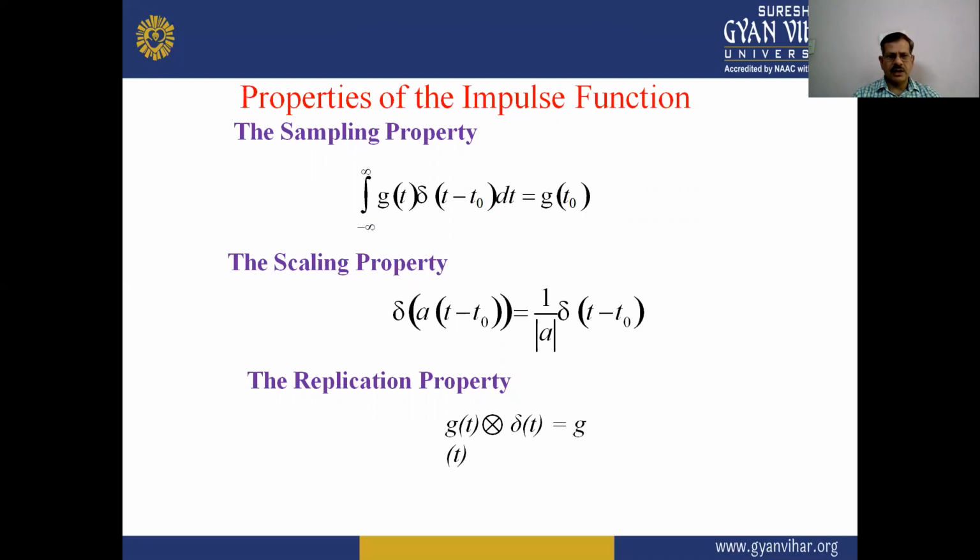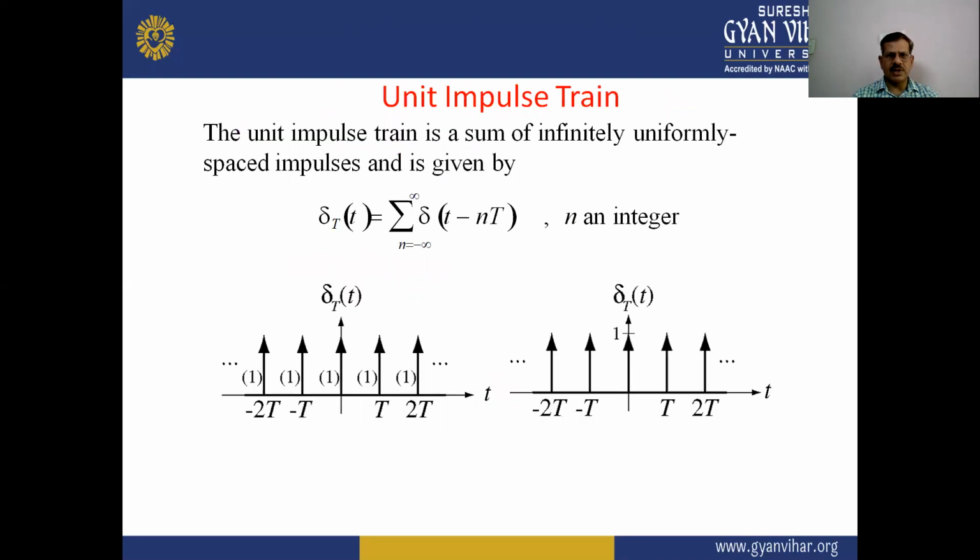And the replication property is g(t) convolved with delta(t) equal to g(t). So these are the properties of the impulse function.